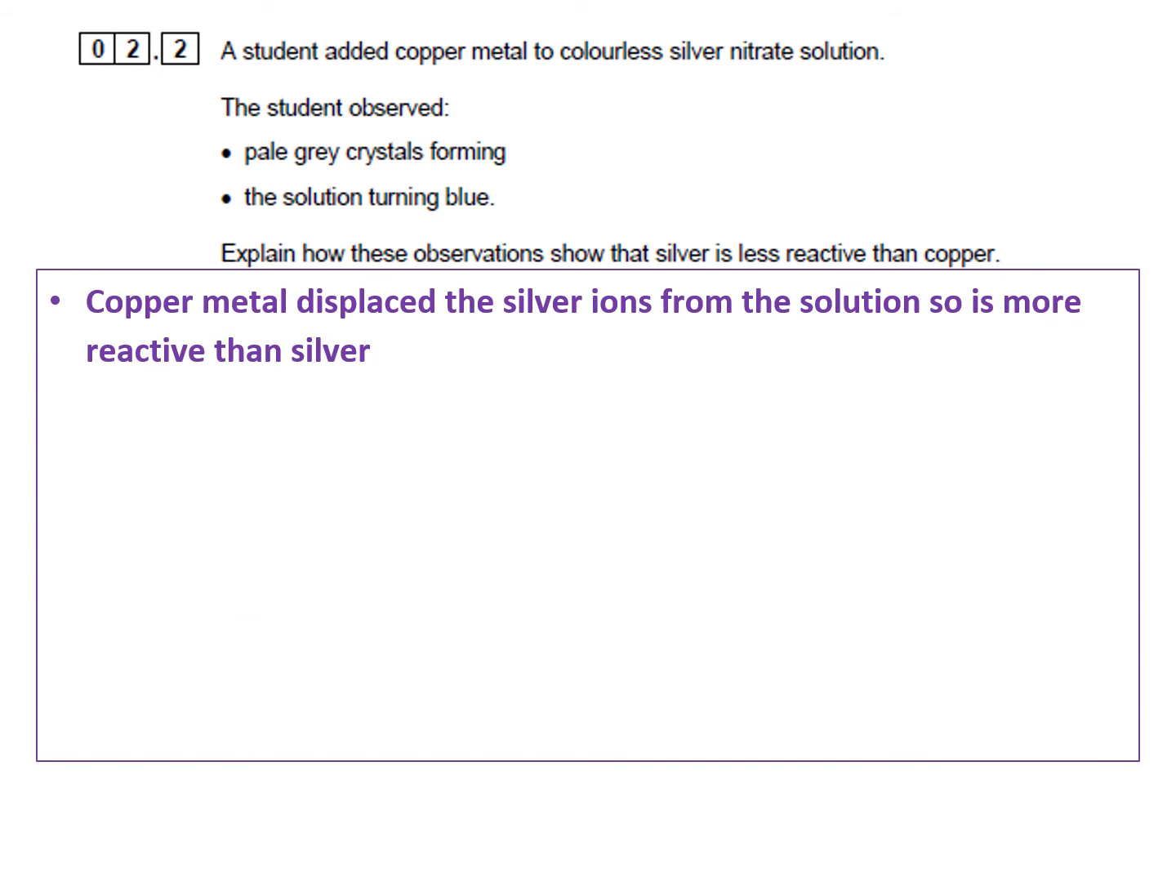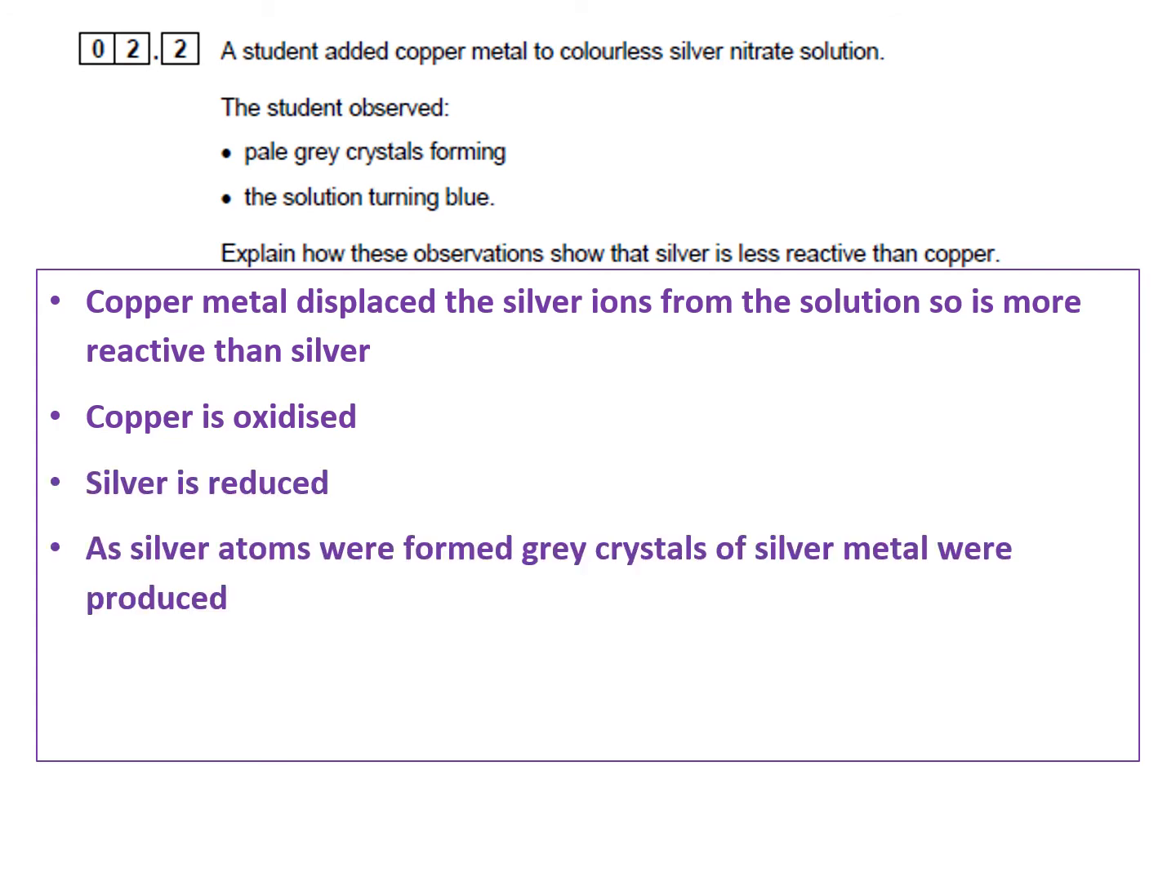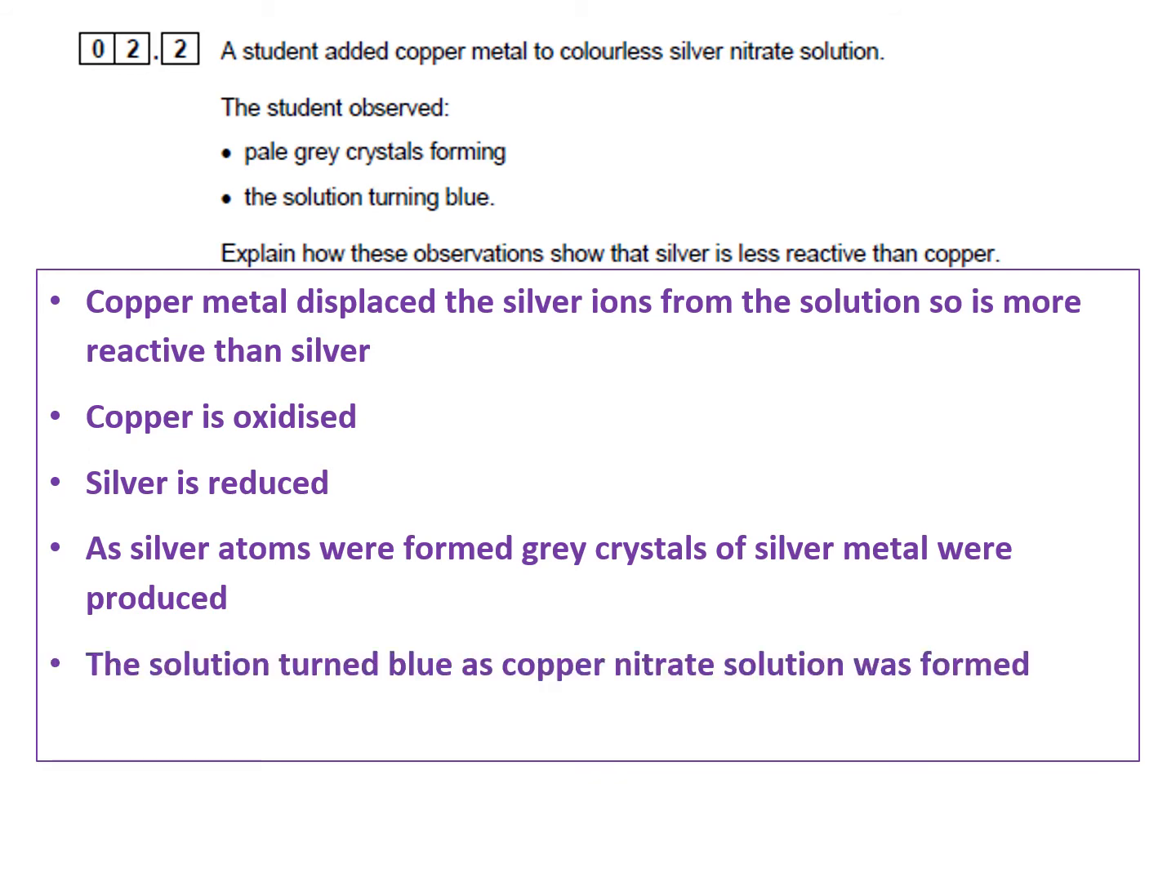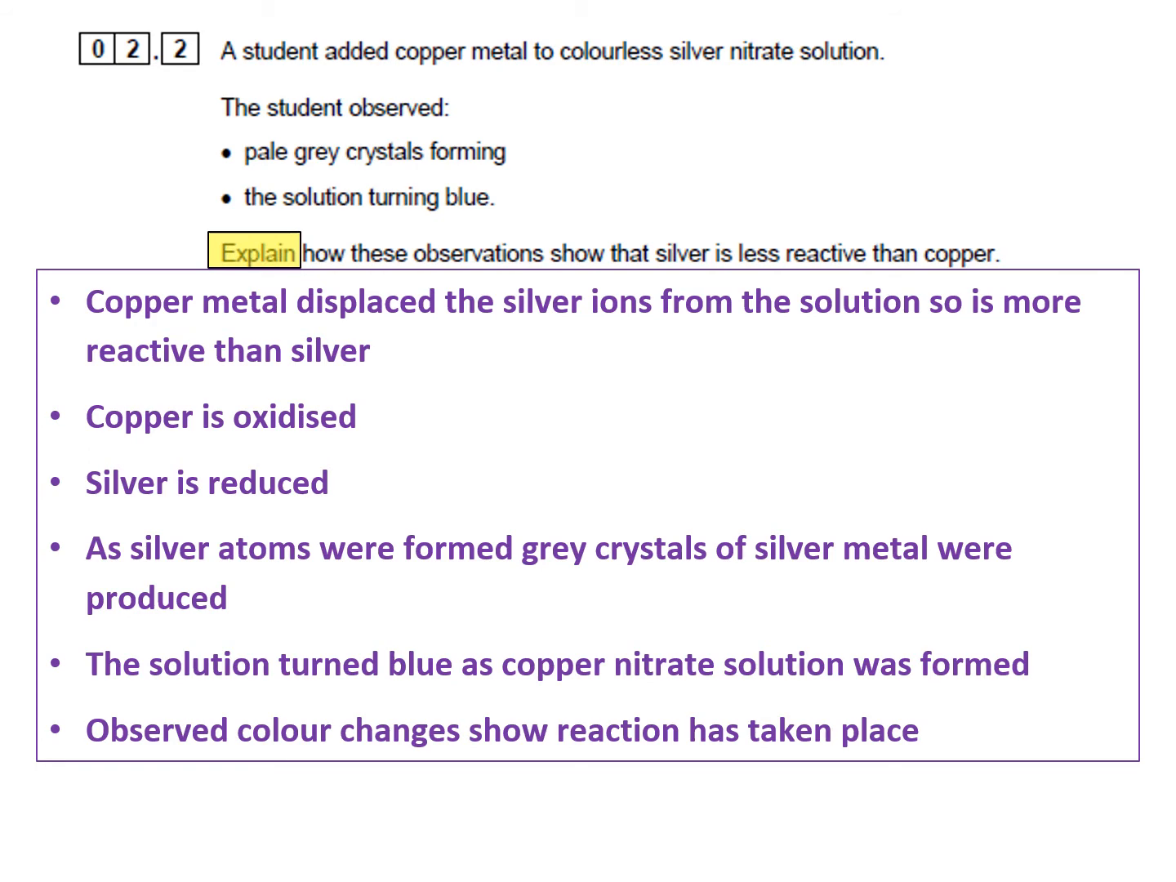So, in order to get your 3 marks, copper metal displaces the silver ions from the solution, the copper is oxidized, silver is reduced, silver atoms were formed, and the solution turns blue because copper ions or copper nitrate solution was formed. So that's why you see your colour change. Notice explain, not state. So again, you're explaining why you see those grey crystals forming as the silver forms, and why the solution turns blue as the copper compound, copper nitrate, particularly is formed.